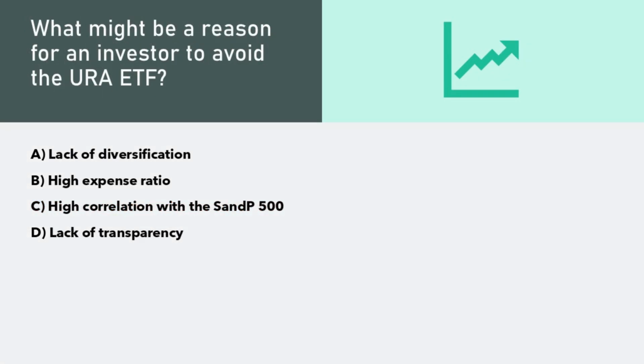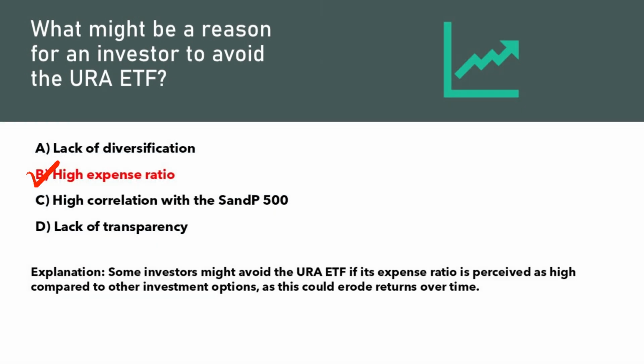What might be a reason for an investor to avoid the URA ETF? Answer: B. High expense ratio. Explanation: some investors might avoid the URA ETF if its expense ratio is perceived as high compared to other investment options, as this could erode returns over time.